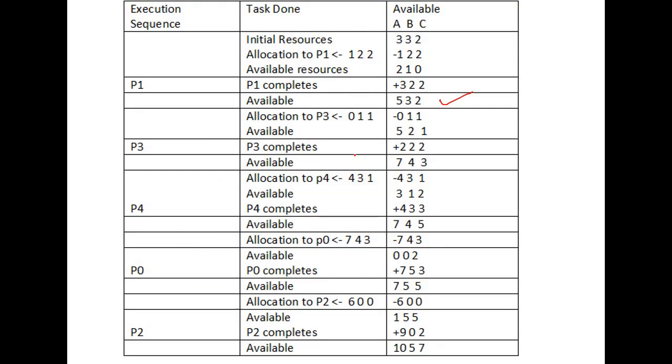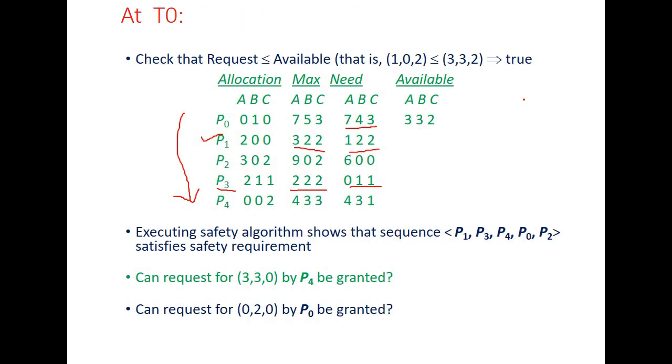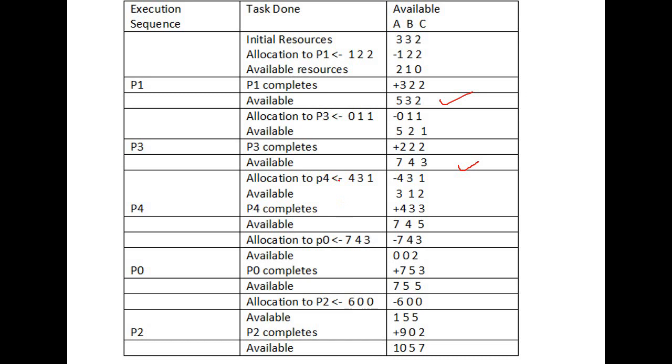So likewise 2, 2, 2 is added to the list of available resources. Now we will get available resources 7, 4, 3. Now next, from the 7, 4, 3, which process can we carry out its execution? In the order of the resources, the next lowest resources required by a process is P4, 431. 431 is the resource requirement for P4. P4 we are allocating 431.